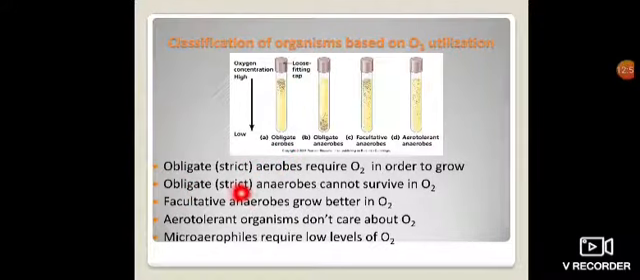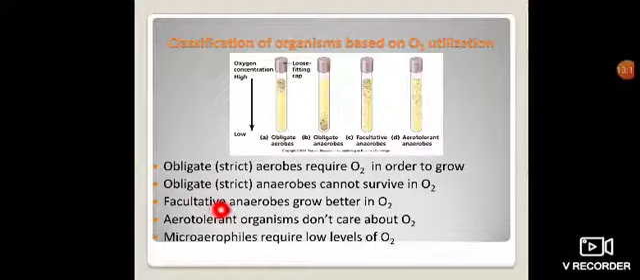The second one is obligate strict anaerobe, which cannot survive in oxygen. Second one, it is obligate anaerobe, means they strictly do not require oxygen. So where there is less oxygen they survive, at the low level they easily survive, so they are called obligate anaerobes.